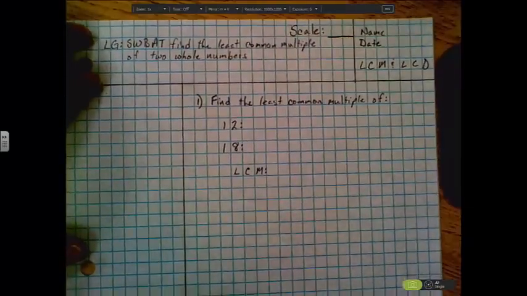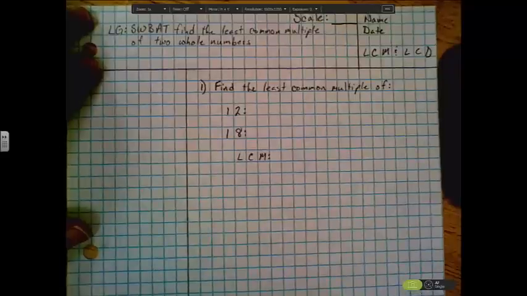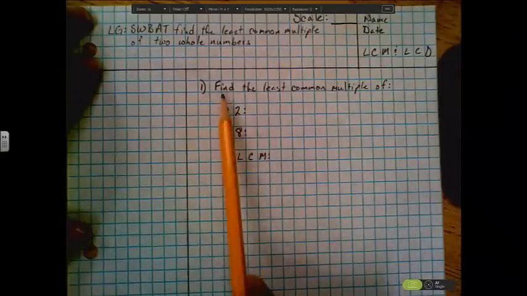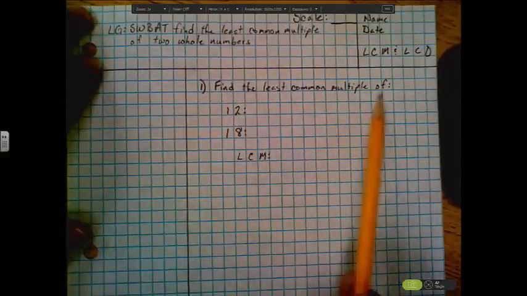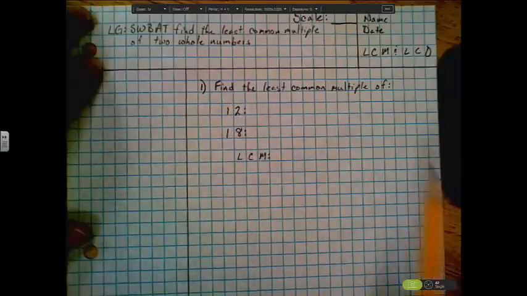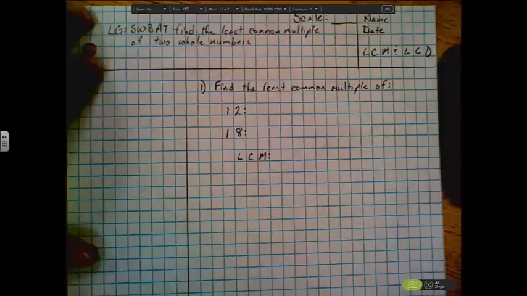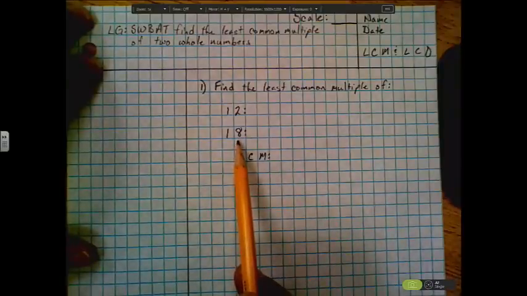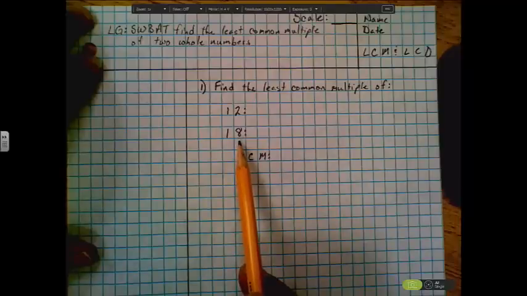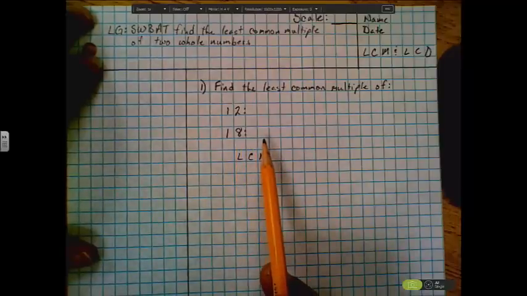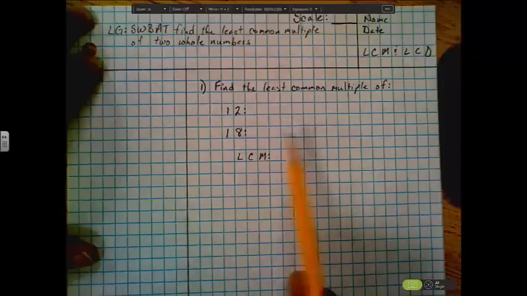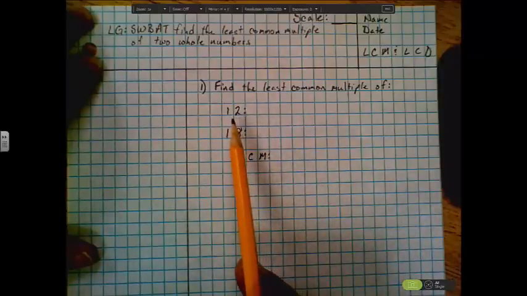Alright, so let's continue with the lesson. I've already written down the practice problem or sample problem that we're doing, and that's that we're finding the least common multiple of 12 and 18. You'll remember earlier in the video I said we're going to start with the larger of the two numbers, so we're going to start with 18. And we're going to find the multiples of 18, and we're going to start with the smallest one and keep going up until we find one that's common with 12.